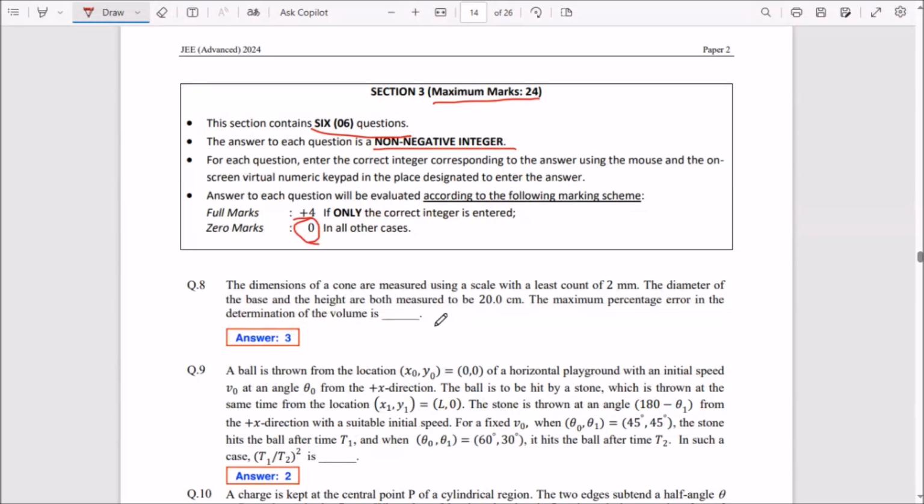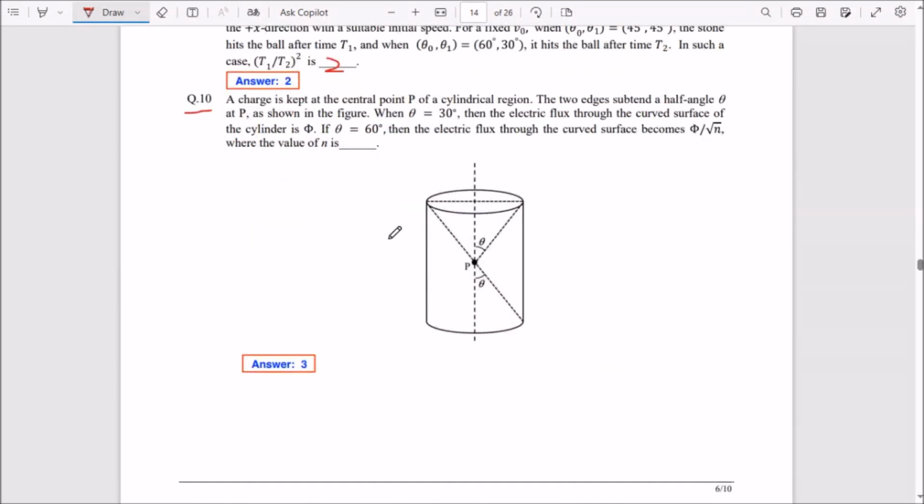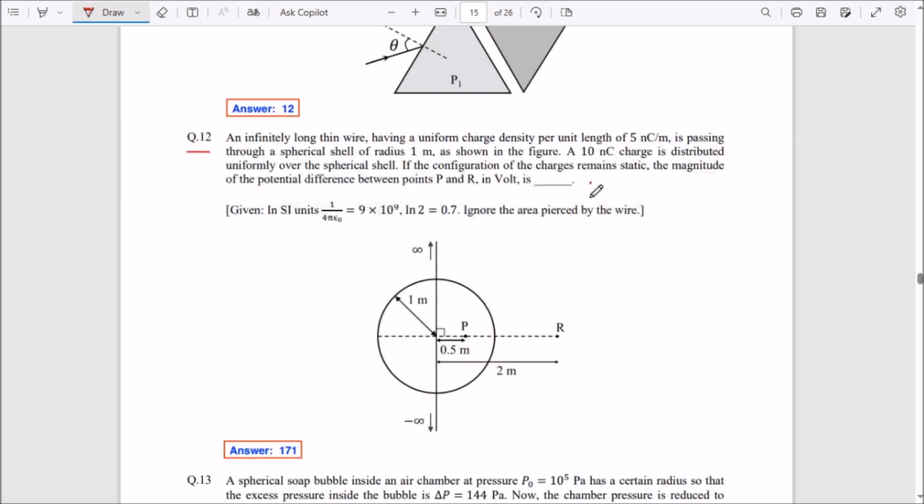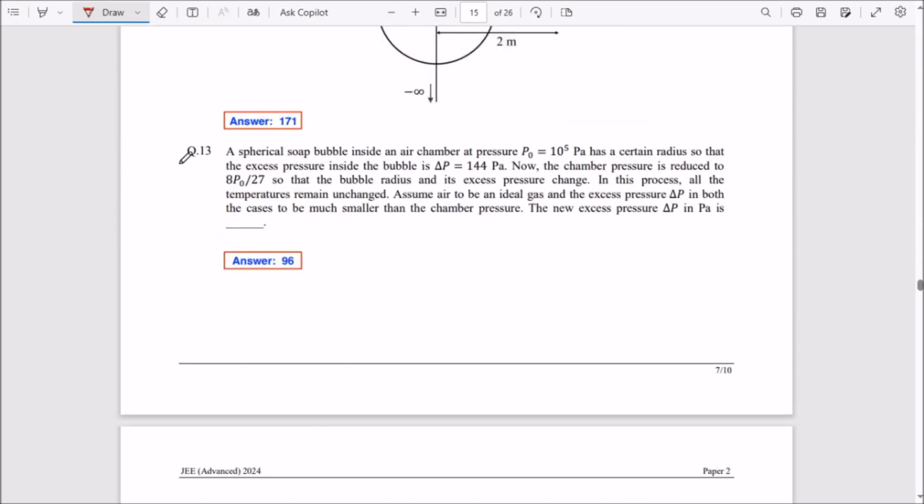Question number 8, the answer is 3. Question number 9, the answer is 2. Question number 10, the answer is 3. Question number 11, the answer is 12. Question number 12, the answer is 171. Next, question number 13. The answer is 96.